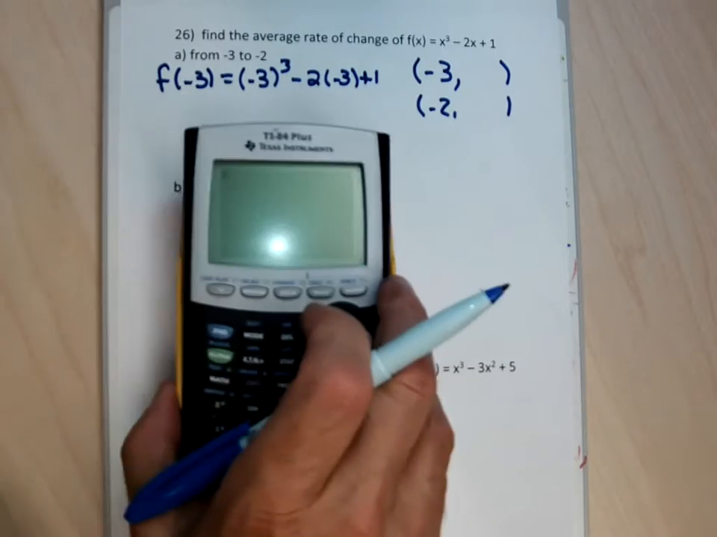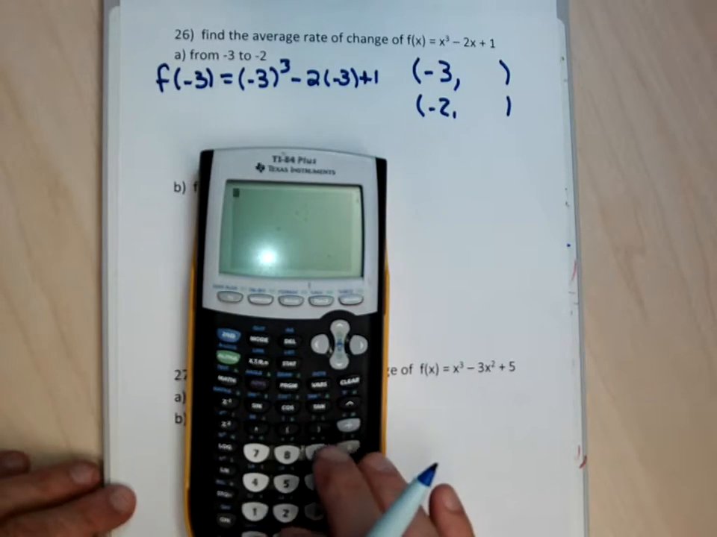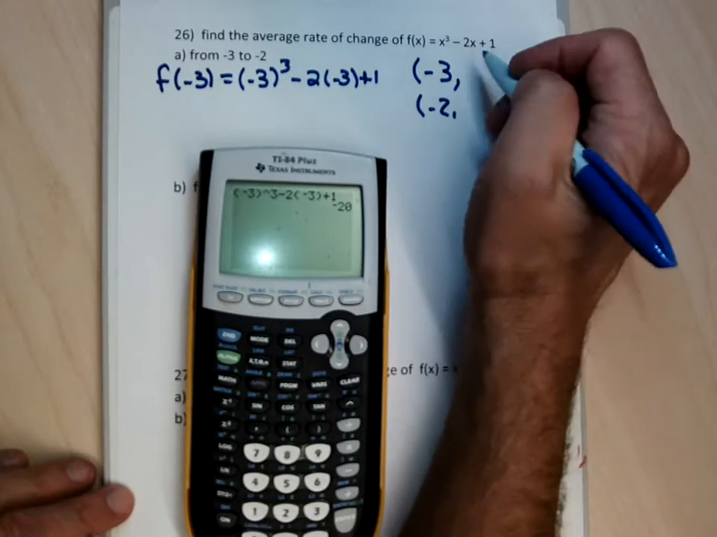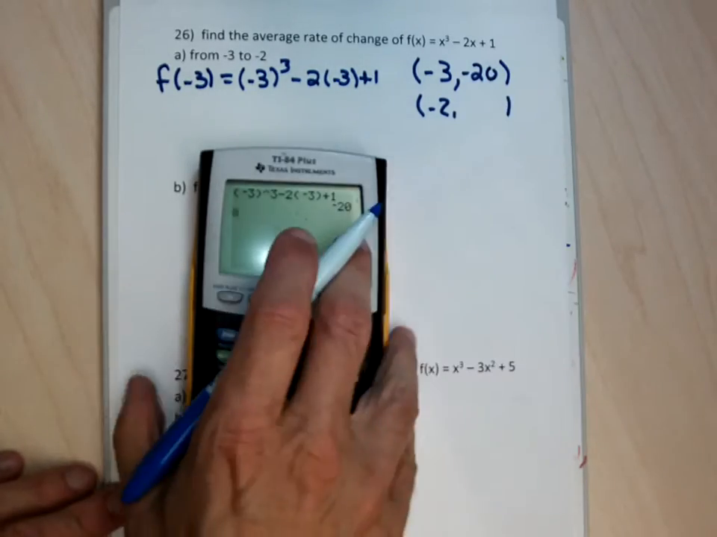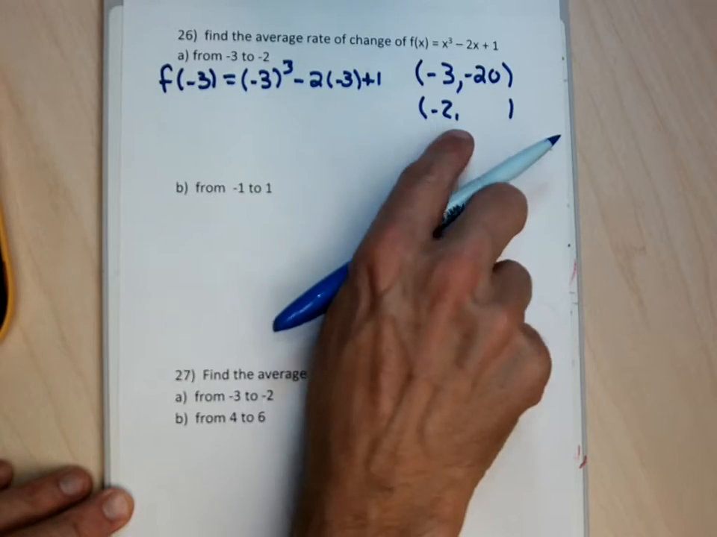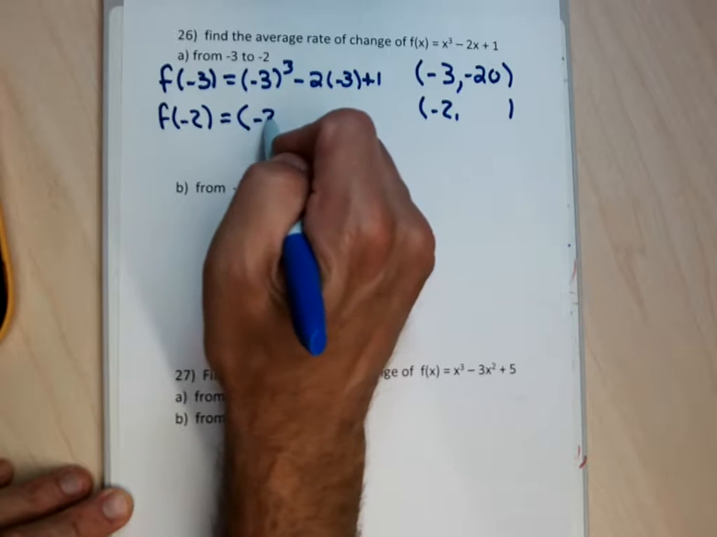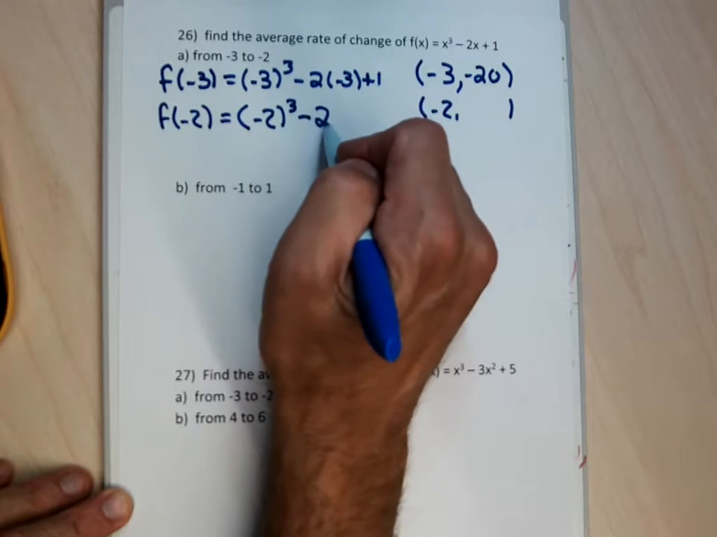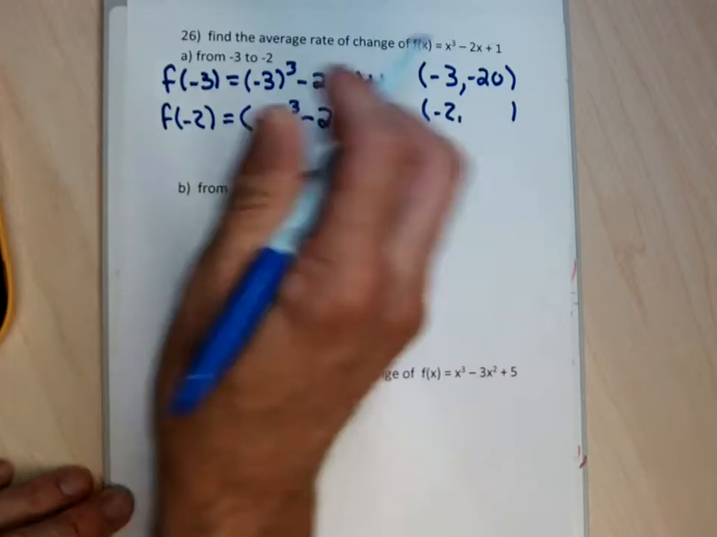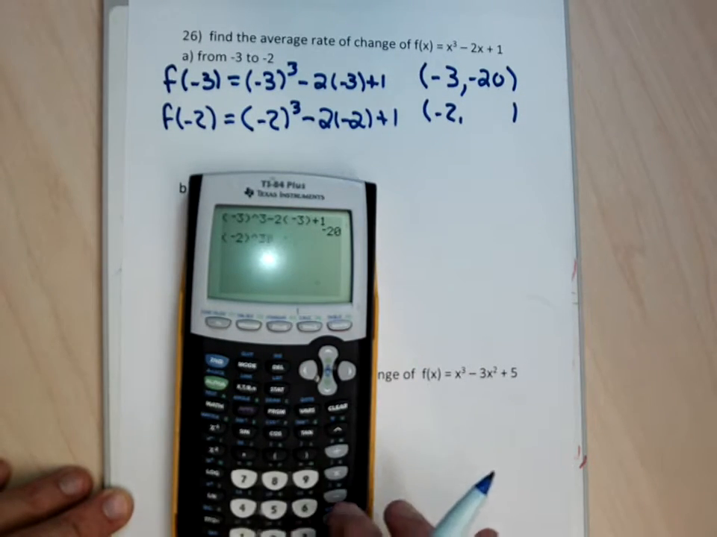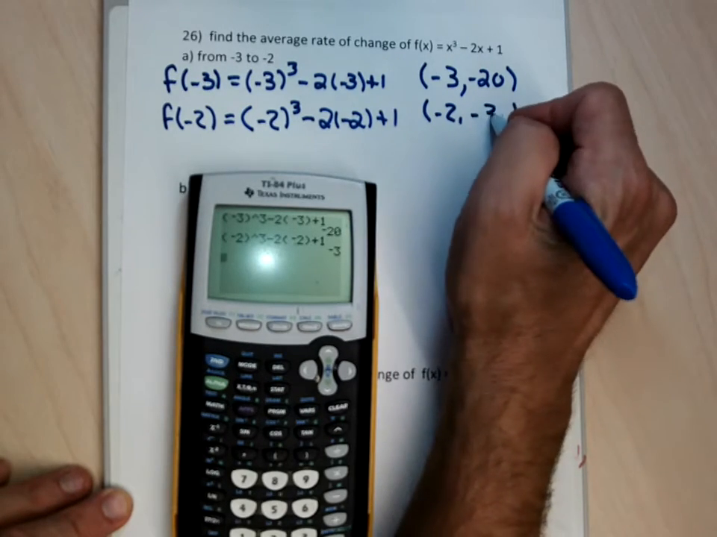So my first y is going to be negative 3 up arrow cubed minus 2 parentheses negative 3 plus 1. My first y is going to be negative 20. My second y, I need to plug negative 2 in for x. And that's going to be negative 2 cubed minus 2 times negative 2 plus 1. Again, I'm just going to cheat or be lazy or maybe be more accurate. My second y is going to be negative 3.